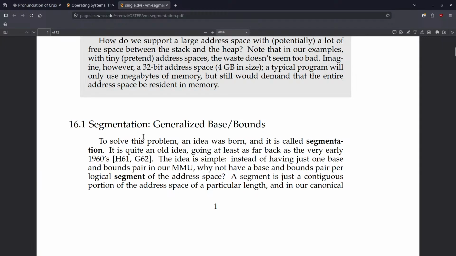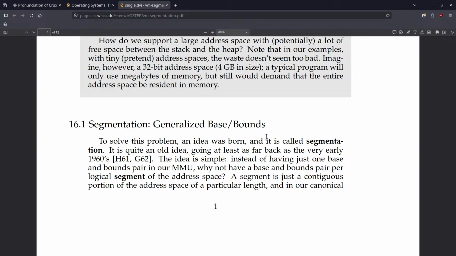Segmentation: generalized base and bounds. To solve this problem, an idea was born, which is called segmentation. It is quite an old idea, going as far back as the very early 1960s. The idea is simple. Instead of having just one base and bounds pair in our MMU, why not have a base and bounds pair per logical segment of the address space? A segment is just a contiguous portion of the address space of a particular length.